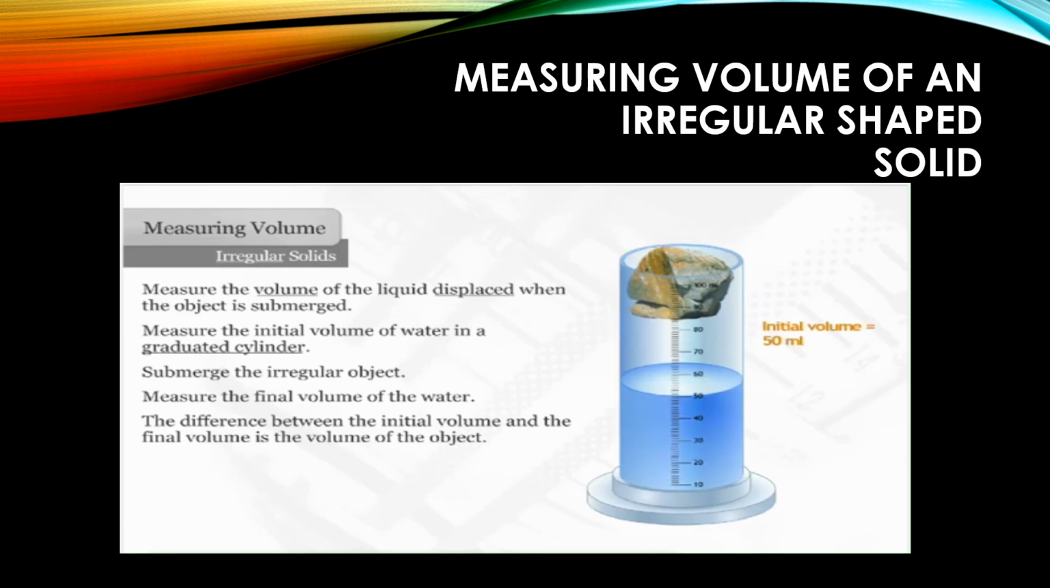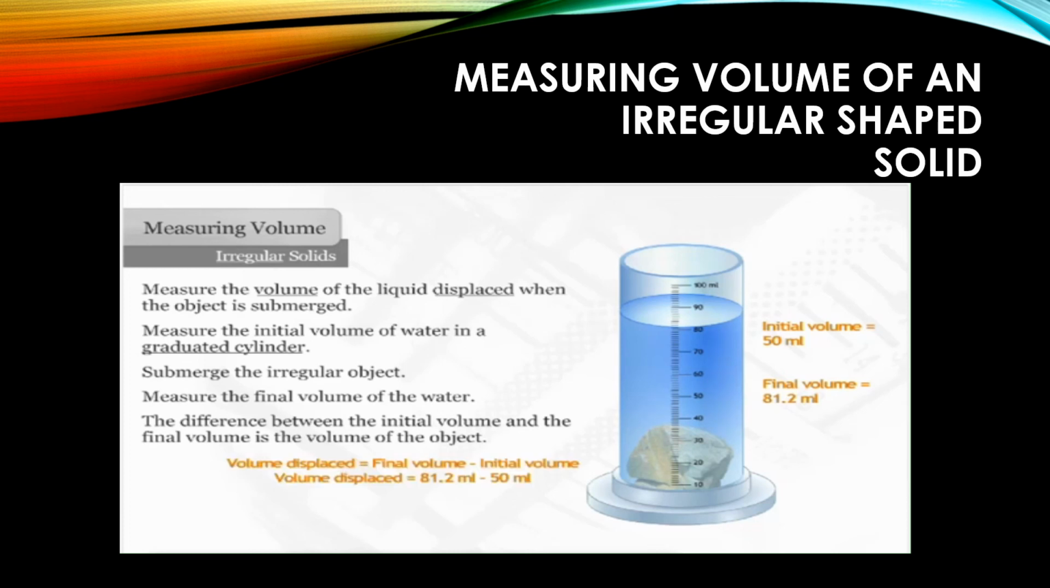In this example, the initial volume is 50 milliliters. Dropping the rock in the graduated cylinder causes the water level to rise. The final volume is 81.2 milliliters. To find the volume displaced, subtract the initial volume from the final volume.